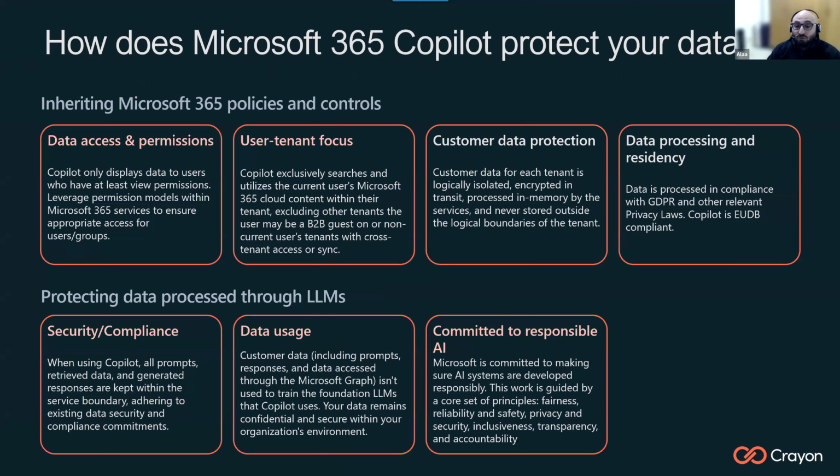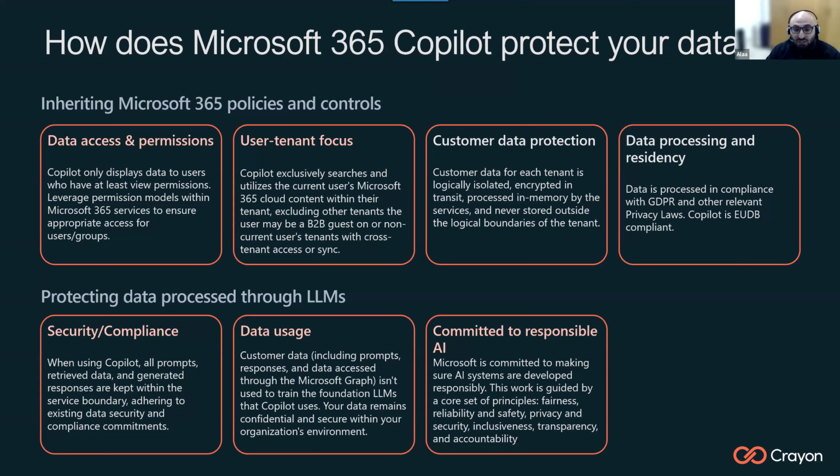So how does Microsoft 365 Copilot protect your data? This can be achieved by inheriting Microsoft 365 in two points, or the two pillars. The first one is inheriting Microsoft 365 policies and controls already established within Microsoft 365, and the second is protecting data processed through the LLMs. So when it comes to inheriting Microsoft 365 policies and controls, Copilot ensures data access and permissions are respected, only displaying information to authorized users based on Microsoft 365 permissions and settings.